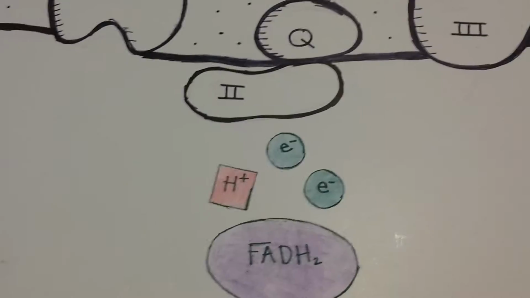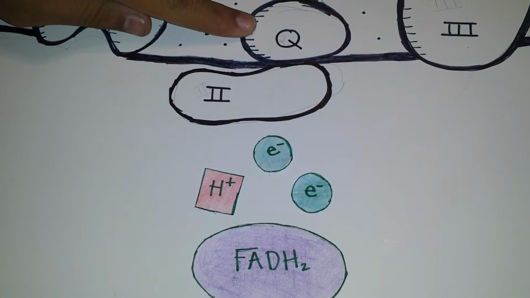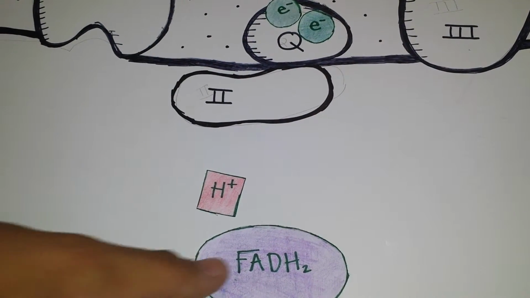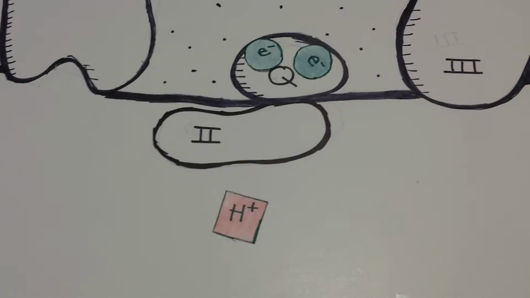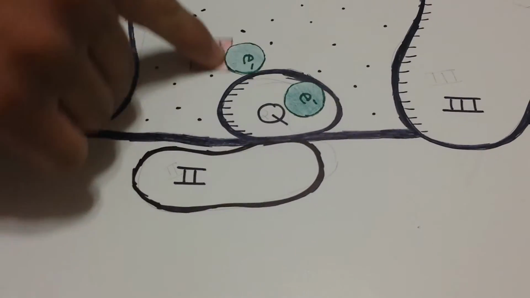membrane. Some of the electron carriers, such as coenzyme Q, also known as ubiquinone, accept a pair of electrons from FADH2, oxidizing it to FAD. The proton is then transported through the membrane as electrons move down the chain.